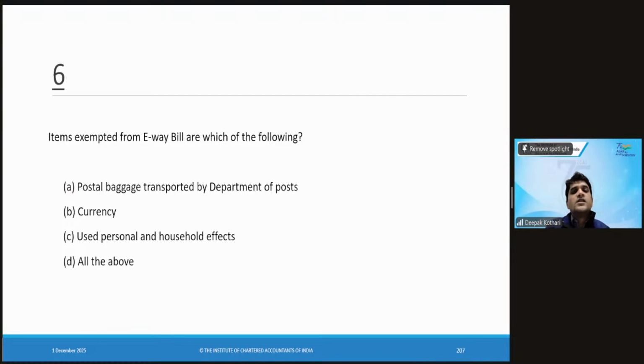Items which are exempted from e-way bill. Which of these are exempted? Right. Postage bags are exempted, currencies are exempted, used personal and household effects are exempted. So the correct answer is B. Yes.